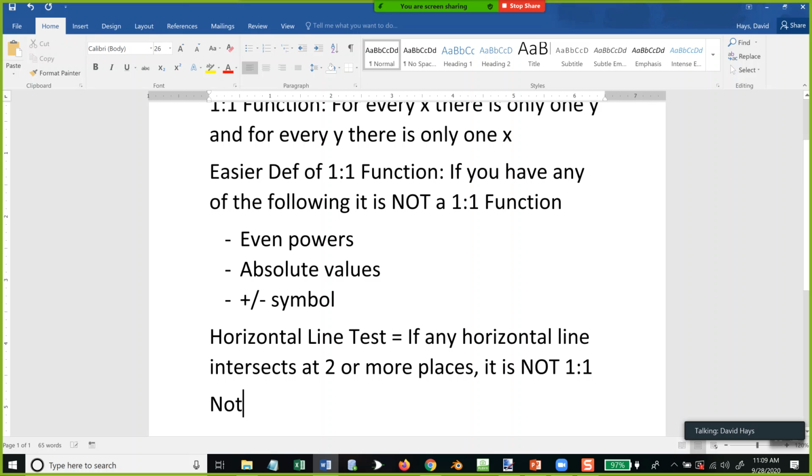And if a graph is 1-to-1, then it has an inverse.